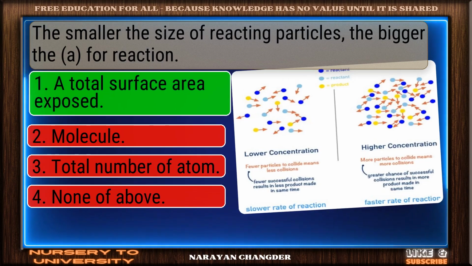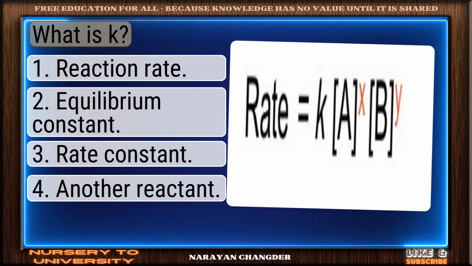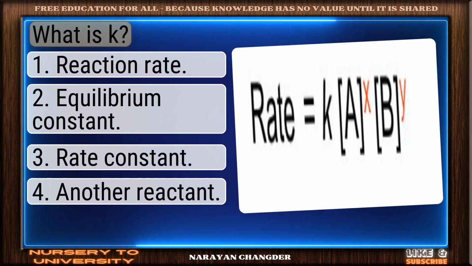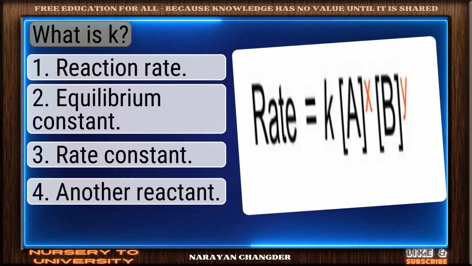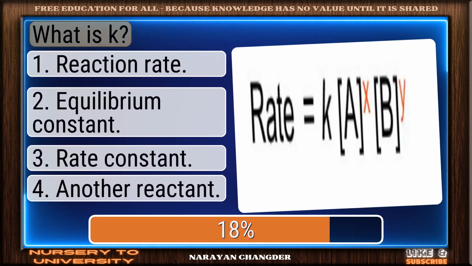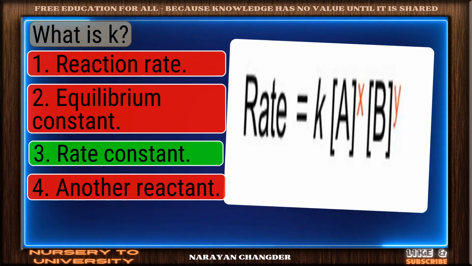Total surface area exposed is correct. What is k? Option 1, reaction rate. Option 2, equilibrium constant. Option 3, rate constant. Option 4, another reactant. Keep it up, rate constant.